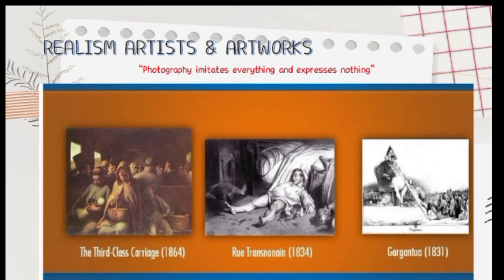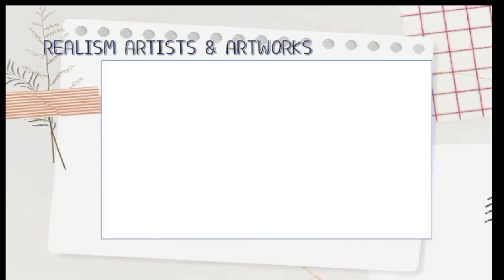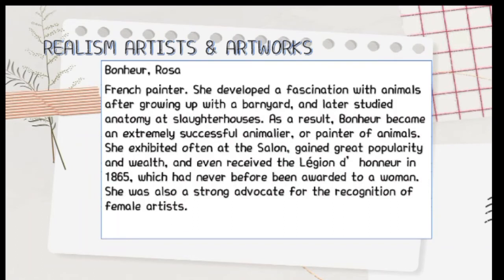Next in the line was Rosa Bonheur. She was a French painter. She developed a fascination with animals after growing up with the barnyard, and later studied anatomy at slaughterhouses. As a result, Bonheur became an extremely successful animalier, or painter of animals.